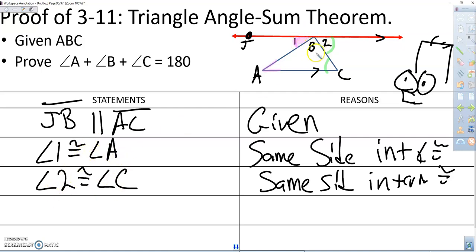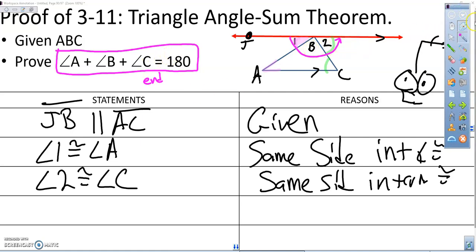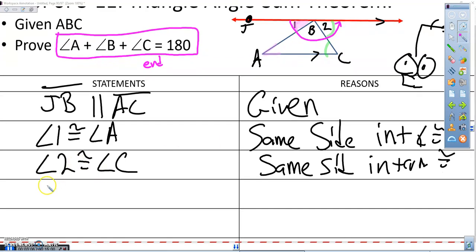What else is going on up here? What do you notice about these three angles all together? This is the end of our proof. I didn't put it in yet, but this is free. We need something that involves 180, because so far we don't have any statements that make 180. Notice angle 1, angle B, and angle 2. They would make 180. So let's go down here.